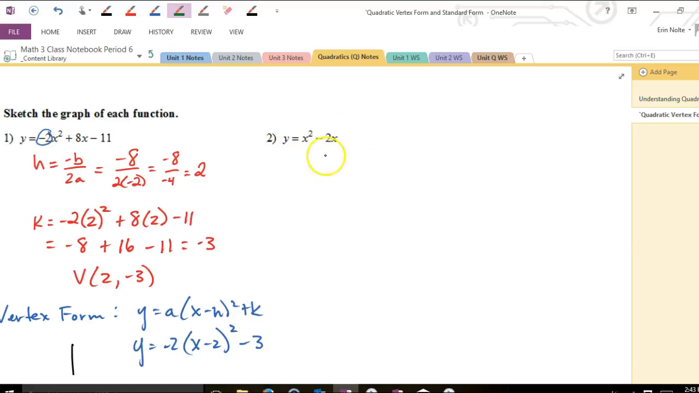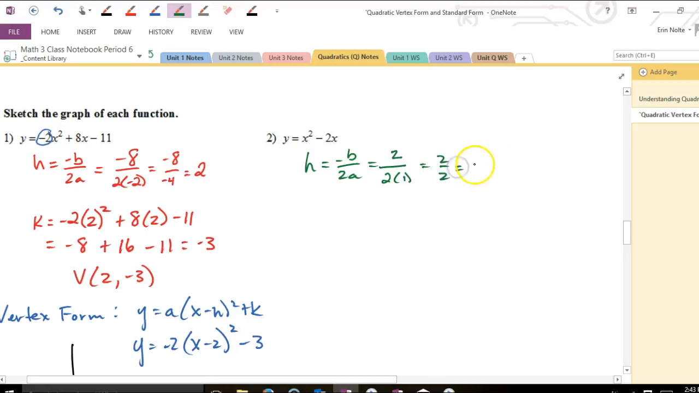Good. All right, so let's find the h of this. h is found by negative b over 2a. So what was the b value again? So what's negative b? Positive 2. Everybody good there? Positive 2. Okay. What's my a value? Times 1. So that gives me 2 over 2, which makes 1. So I have an h value of 1.